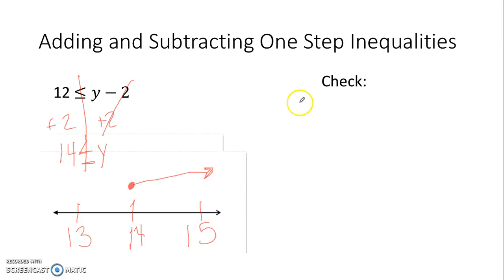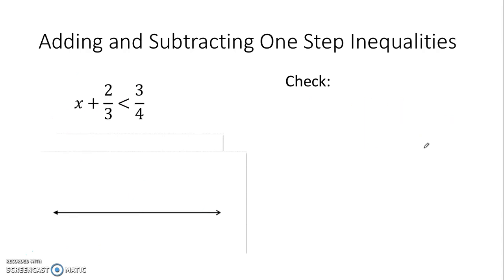So with these checks, we can use the y value that we found because it can be equal to. So 12 is less than or equal to 14 minus 2. 12 is less than or equal to 12. Because it's equal to, that does work. Okay, you could plug in anything bigger than 14 and it would make it true. Let's take a look at one with a fraction in it.